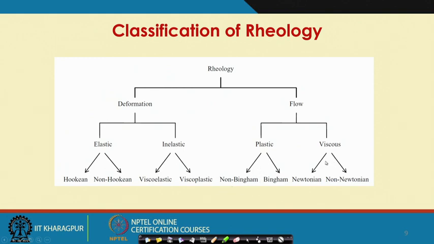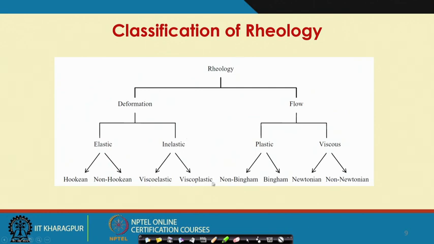Viscous materials may be Newtonian and non-Newtonian. Newtonian fluids follow Newton's law of viscosity, that is a linear relation between stress and shear rate. Non-Newtonian means this fluid does not obey Newtonian behavior, neither does it pass through the origin, and it follows the power law equation. Okay. Then from the deformation side we can categorize materials as elastic and inelastic. Elastic material follows Hookean or non-Hookean deformation, whereas inelastic is viscoelastic and viscoplastic, right.